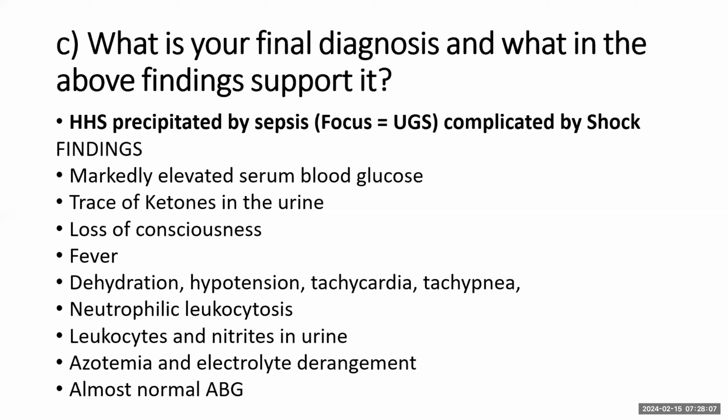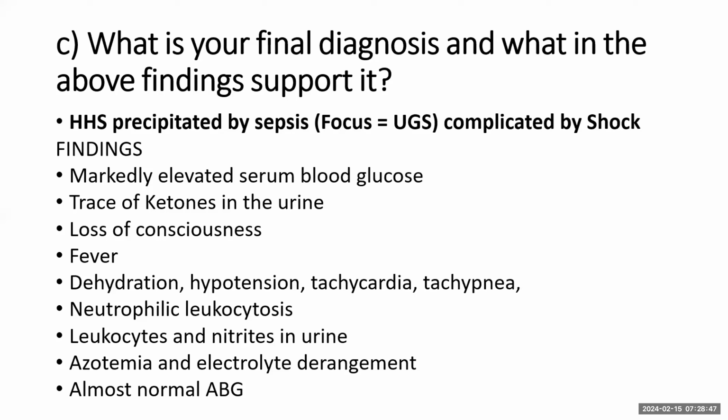The question now goes further to say, what is your final diagnosis? What in the above findings supports it? So my final diagnosis is going to be HHS precipitated by sepsis, the focus being UTI, complicated by shock. And in the findings that support this diagnosis, one, the markedly elevated serum blood glucose the patient had, because usually patients in HHS have very markedly elevated serum glucose. It used to be said that their blood glucose is usually about 600 milligrams per dL. This patient is having above 600 milligrams per dL.